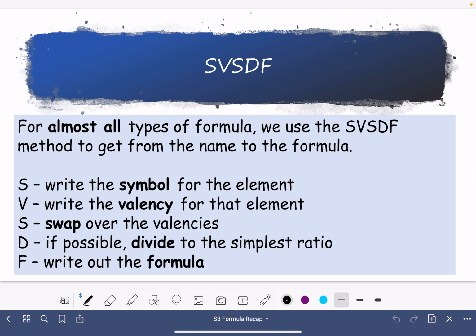For almost all types of formula, we use the SVSDF method to get from the name to the formula. Okay, so this is the key part that we need to remember, and it's the main tool that we're going to use to be able to write formula. So S is for symbol, where we write the symbol for the element. V is where we write the valency for that element. So remember, valency is the combining power that relates to the number of unpaired electrons that element has in its outer shell. Then we swap over the valencies if they're different, and if we can, we divide them to give the simplest ratio, and then we write out the formula.